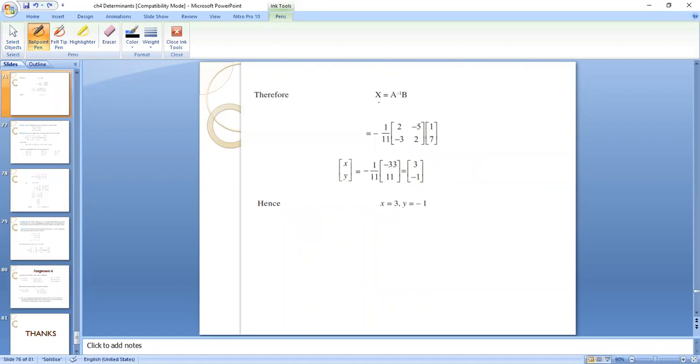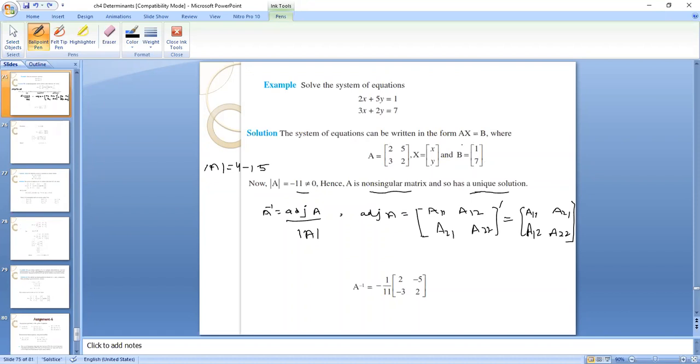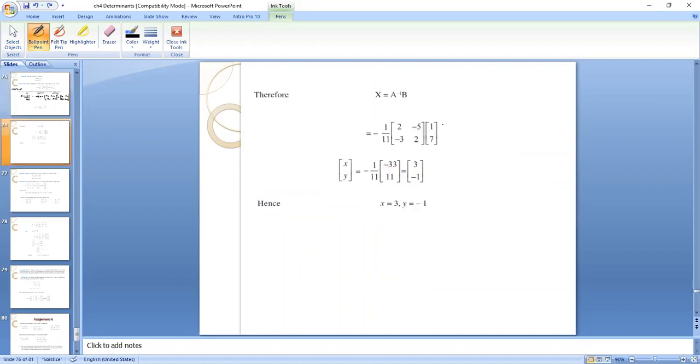I have to find X. X is A inverse into B. So I'll be writing A inverse, minus 1 upon 11, matrix 2, minus 5, minus 3, 2, into B. B is 1, 7. So I'll be writing 1, 7. Multiply the two matrices. First row, first column: 2 into 1 is 2, minus 7 fives are 35. So 2 minus 35 is minus 33.